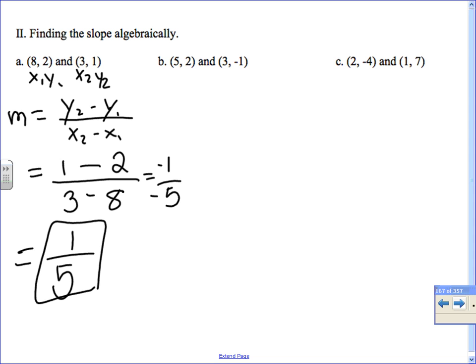Annalise? I did mine like x1 is 8 and x2 is 3 and then y1 is 2 and y2 is 1. Yeah, that's what we did. But I got 5. That's because you messed up on your formula. It's y2 minus y1 over x2 minus x1. You subtract the y's first, then you subtract the x's. You flipped it. Yeah, that's a big difference. Wait, so it's always the y. Mm-hmm.